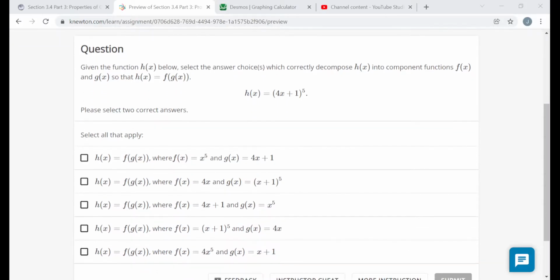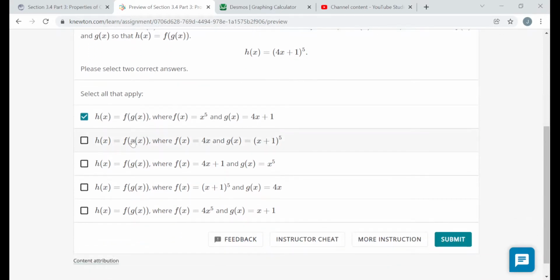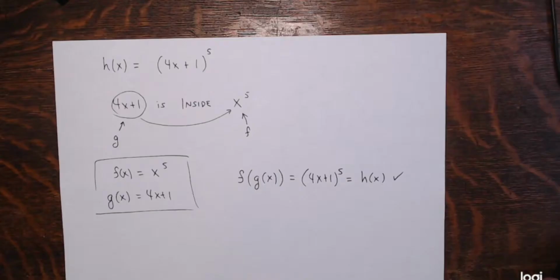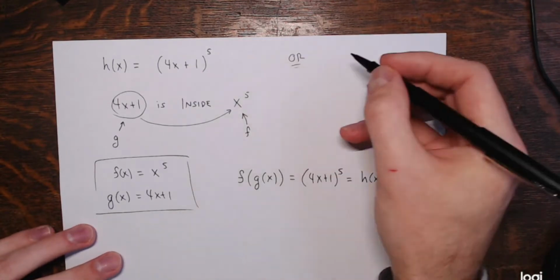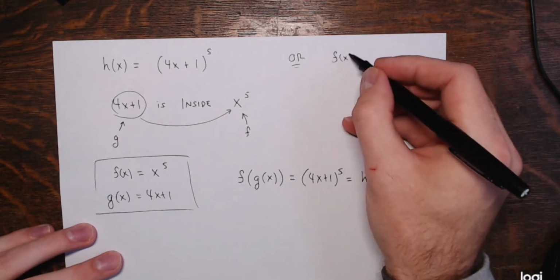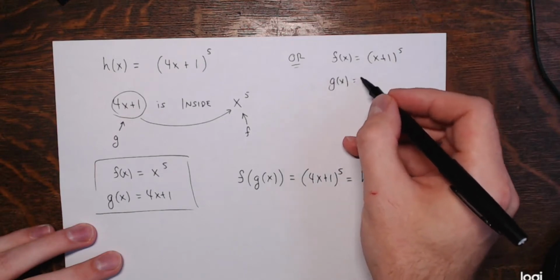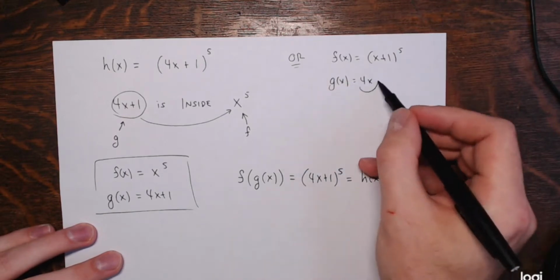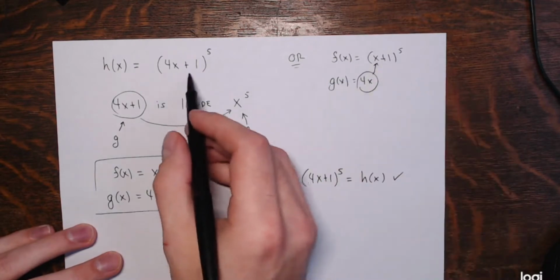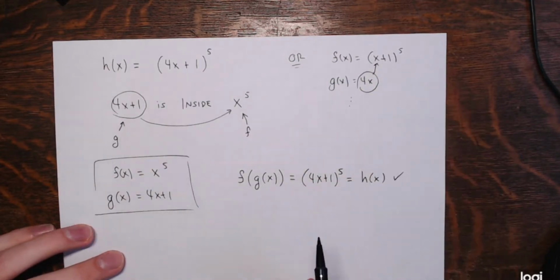So back here, on another multiple choice one, it looks like this one works, the very first option. Oh, it does say select all that apply. That's not the only possibility. Or I could have had f of x be x plus 1 to the 5th power, and then g of x be just 4x. Because if I plug 4x in for x, then all of a sudden it's just 4x plus 1 to the 5th. So there are multiple possibilities.